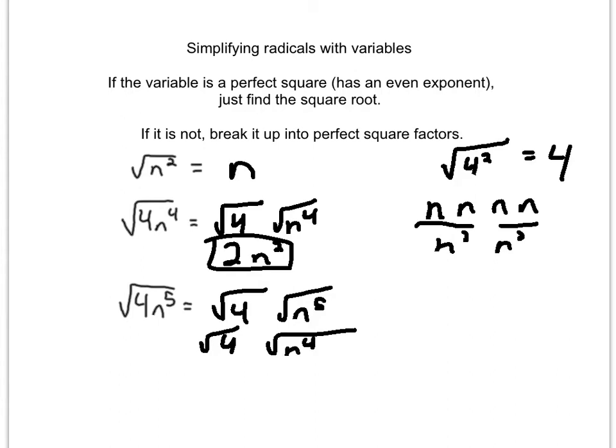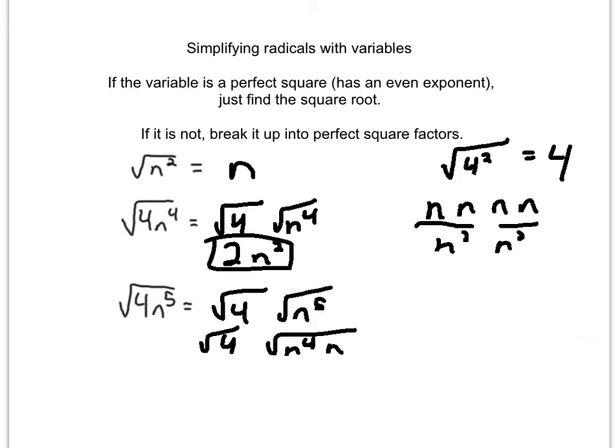I know I can do that one. So I have to think, n to the fourth times what will give me n to the fifth? Well, I just need an extra n there. Okay, so n to the fifth is the same as n to the fourth times n, because we would combine these into n to the fifth. So now I've broken it apart.